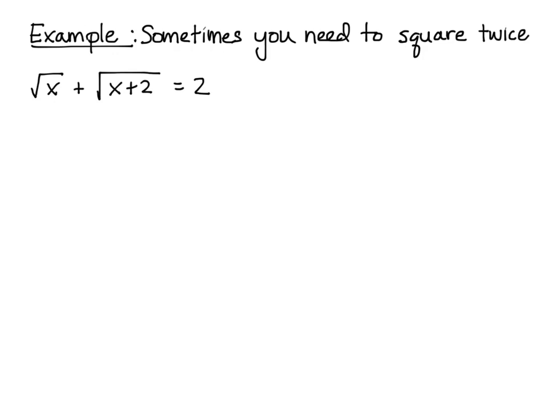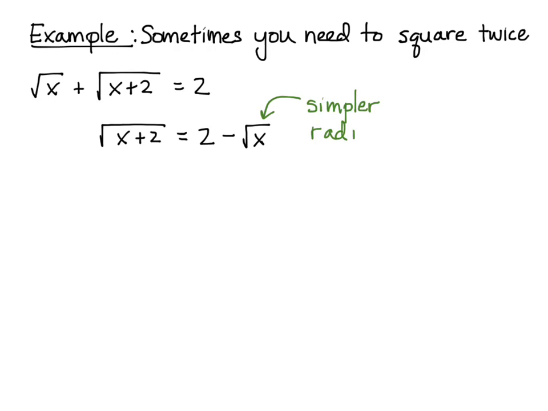So I'm going to isolate the more complicated one first, okay? So that's the square root of x plus 2. I'm going to leave that on the left side, and I'm going to subtract the square root of x from both sides. Now, this is just the way I do it. It works either way. You can subtract that other one.